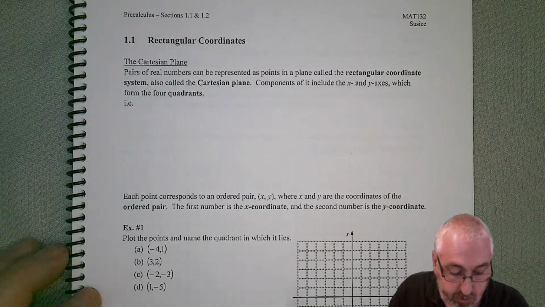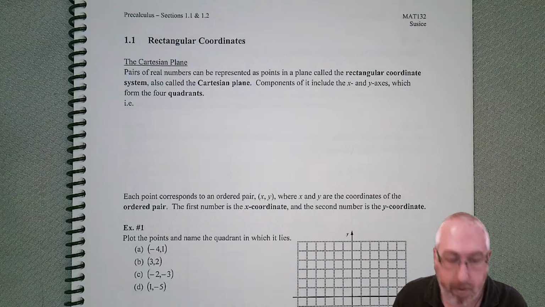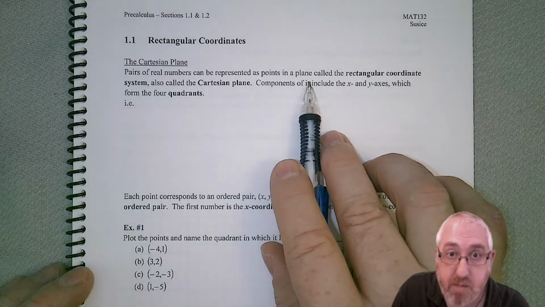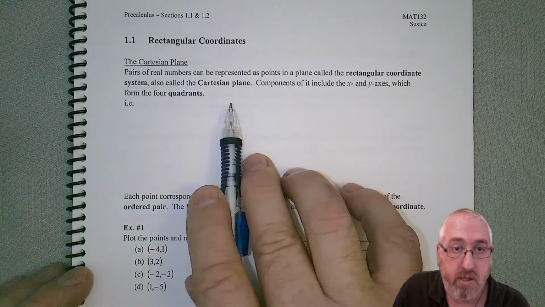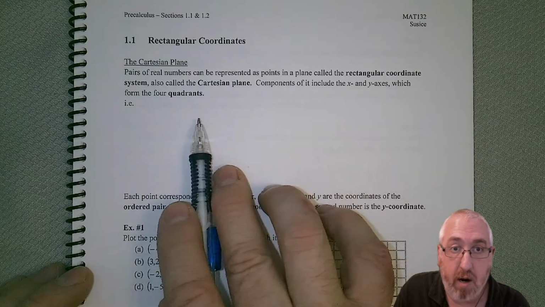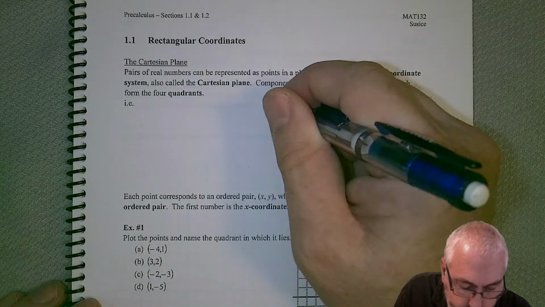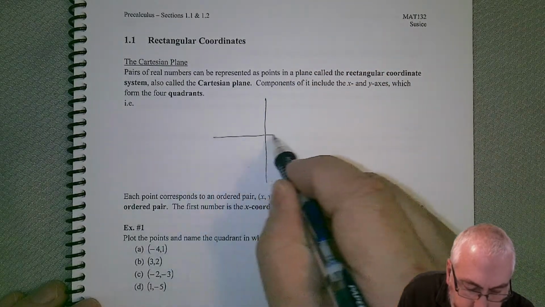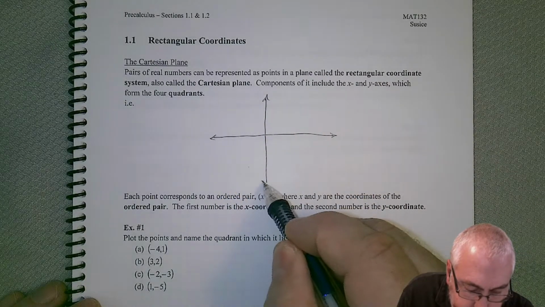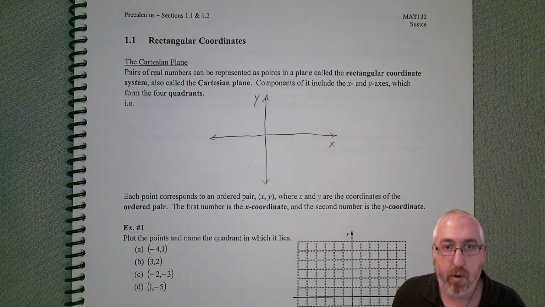So the first thing is our Cartesian plane, which is our regular XY axis plane. So we can look at pairs of real numbers and represent them as points in a plane called the rectangular coordinate system or the Cartesian plane. So we have the X and Y axis, which forms our four quadrants. So if we wanted to just quickly draw a sketch of this, we have our two axes that intersect, that go on forever in both directions. And we have our X as the horizontal and our Y as the vertical.